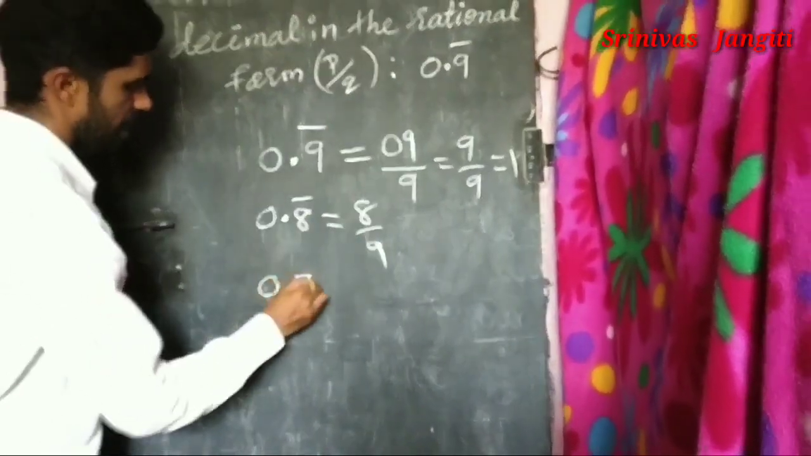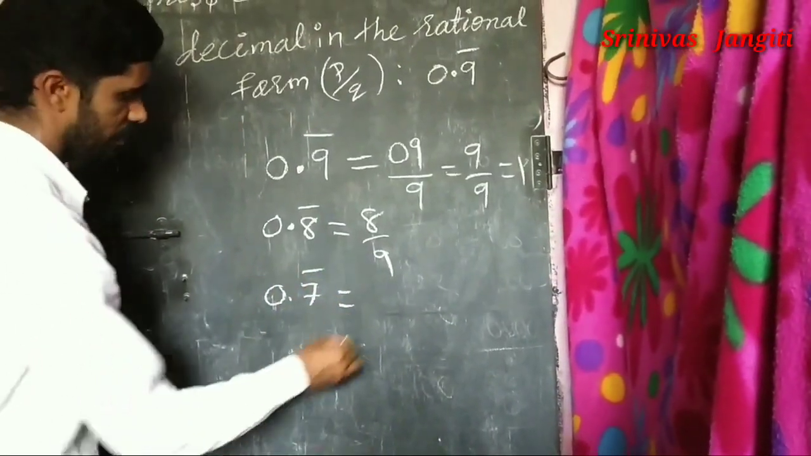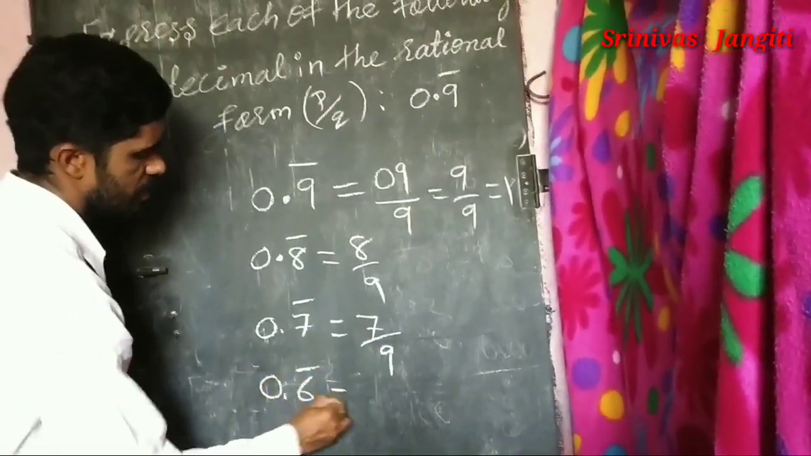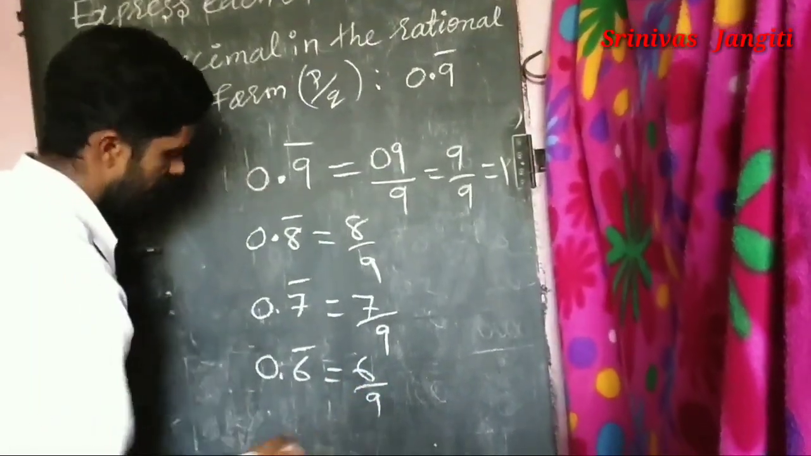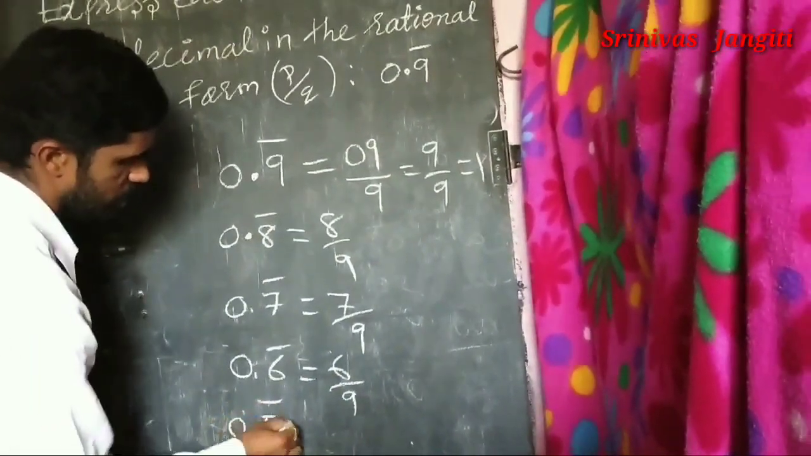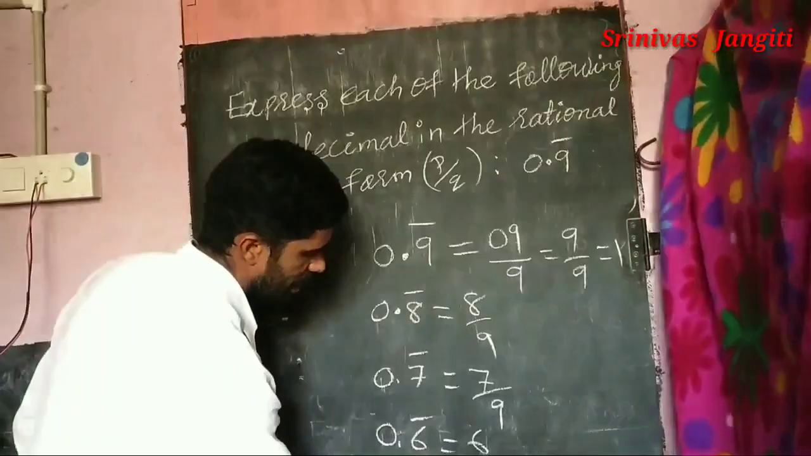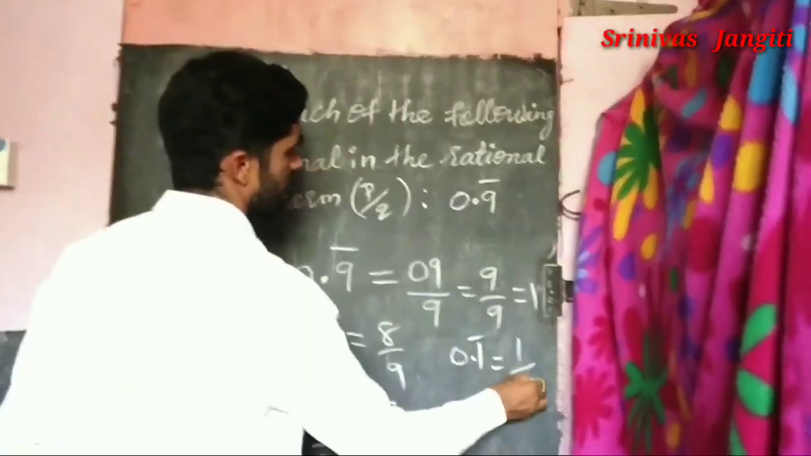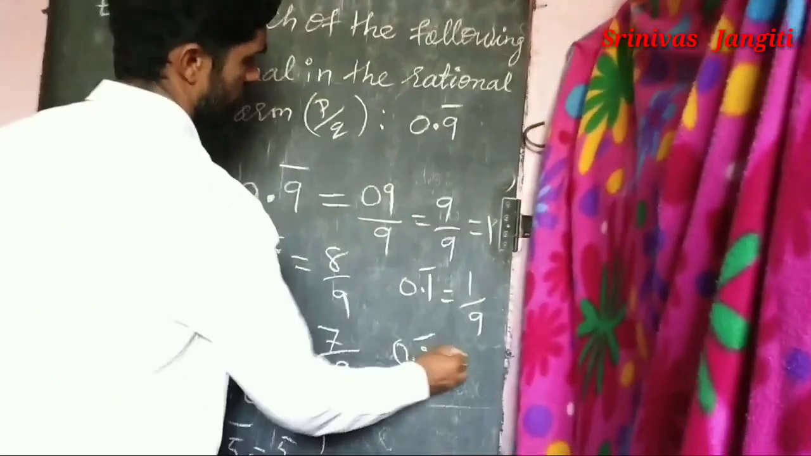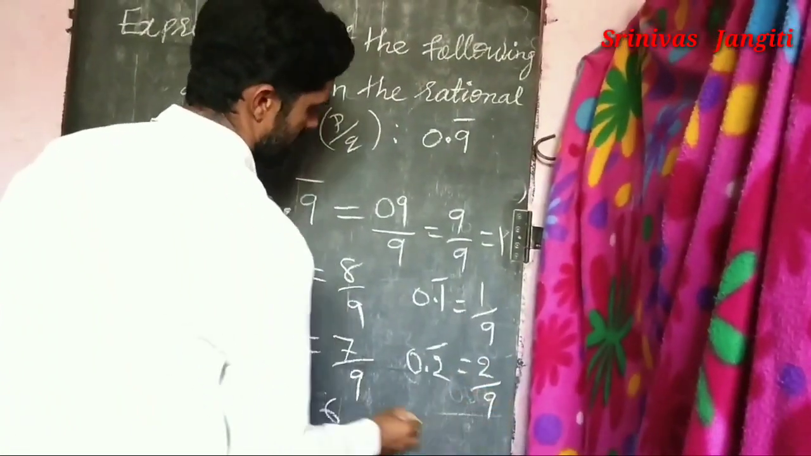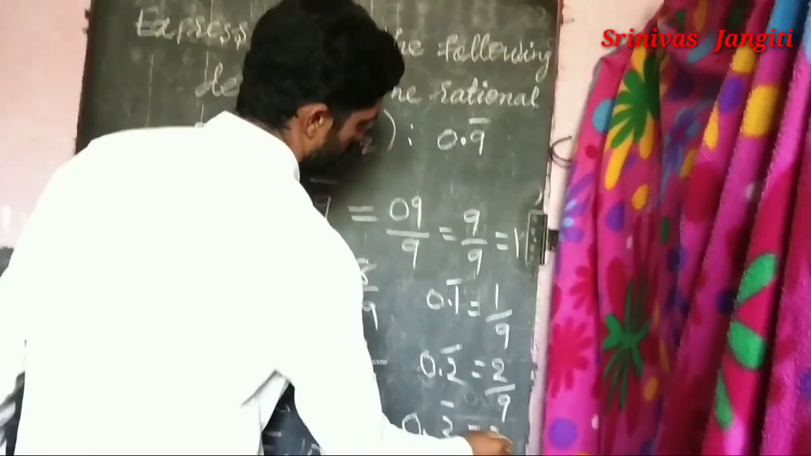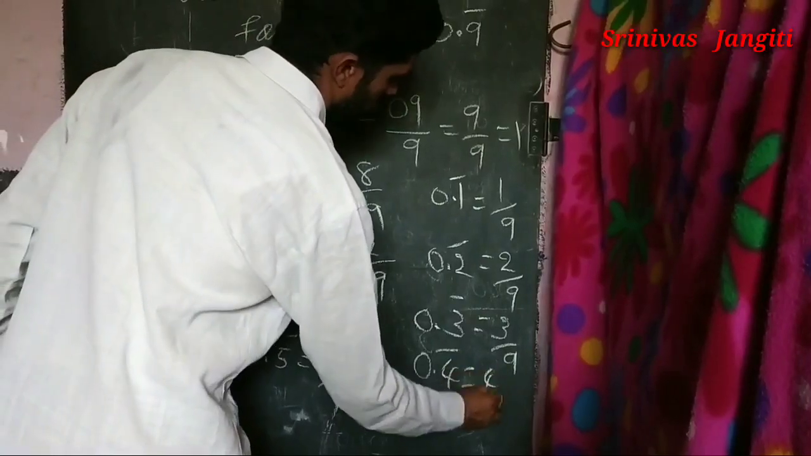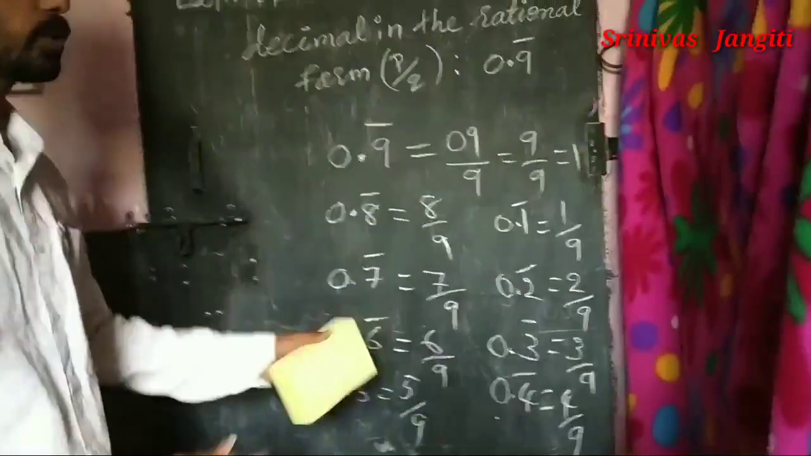Suppose 0.7 bar. What is this answer? Yeah, very clever. 7 by 9. 0.6 bar, what is that? 6 by 9, right. And 0.5 bar, what is that? 5 by 9. Suppose 0.1 bar, what is this? 1 by 9. 0.2 bar, what is this? 2 by 9. 0.3 bar, what is that? 3 by 9. And 0.4 bar, what is that? 4 by 9.